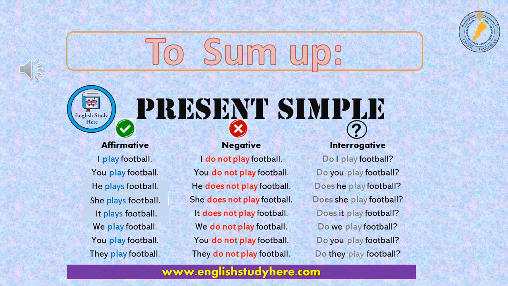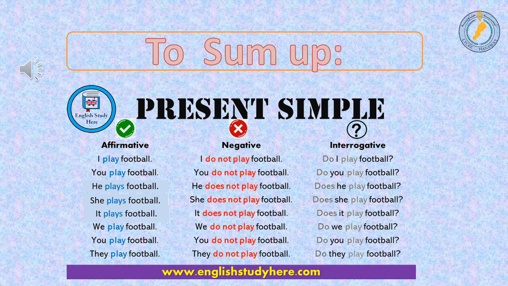To sum up, we have three forms of present simple tense. We have the affirmative, negative, and the interrogative form. In the affirmative form, I keep the verb as it is with I and the plural subjects, while I add s to the verb when I have a singular subject. In the negative form, we add the forms of verb do. I have to add either do or does.